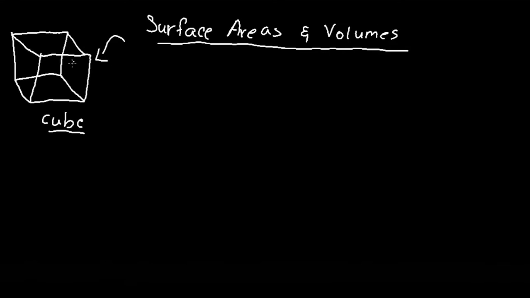Now there are 6 sides of the cube. 1, 2, 3, 4, 5, 6. So all these 4 sides are called the lateral surface area. The total surface area is basically the entire thing, so the entire cube.